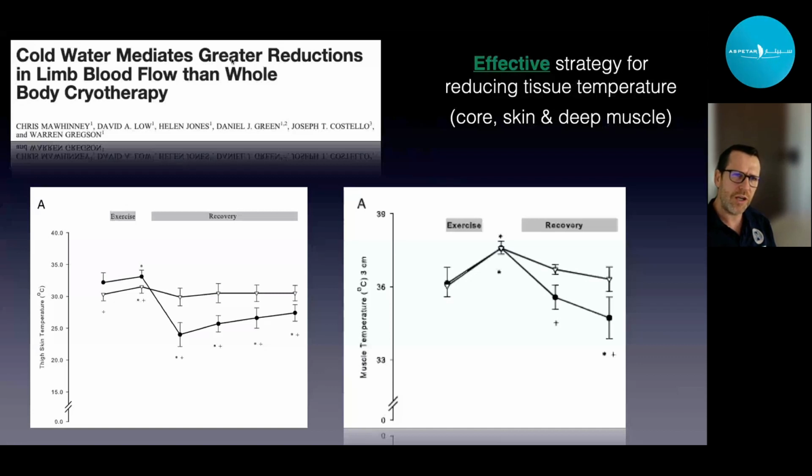For example, this is a study here where we compared cold water immersion versus the cryogas chambers that I was just alluding to earlier. Effectively, we got people to exercise, and then following the exercise, we applied either cold water immersion or we put them in one of these cold gas chambers. The cold water immersion responses are the ones that you can see in the black dots. On the left-hand side is skin temperature, and on the right-hand side is muscle temperature. And what you can clearly see is that cold water immersion is a far more effective strategy at reducing tissue temperature.